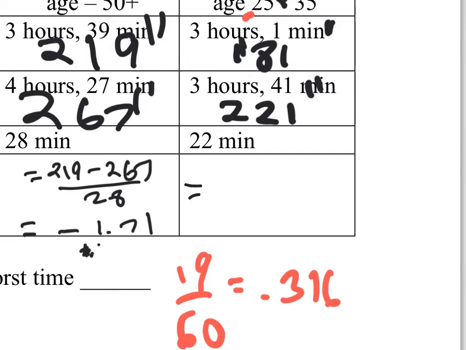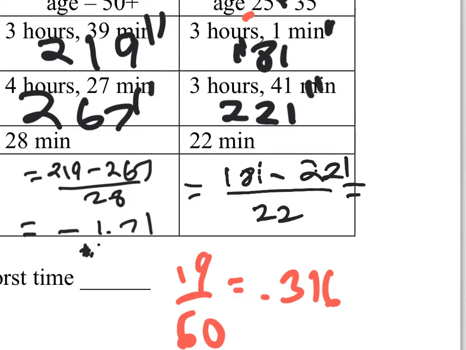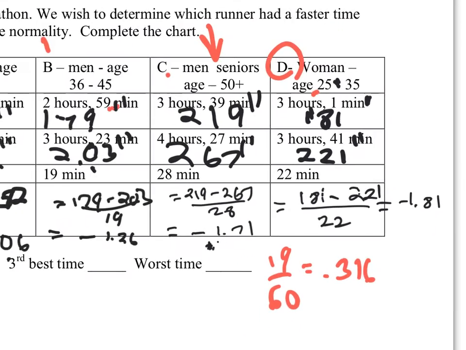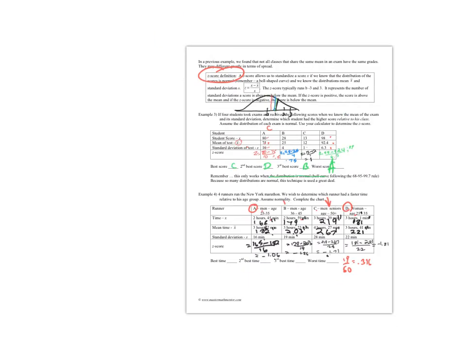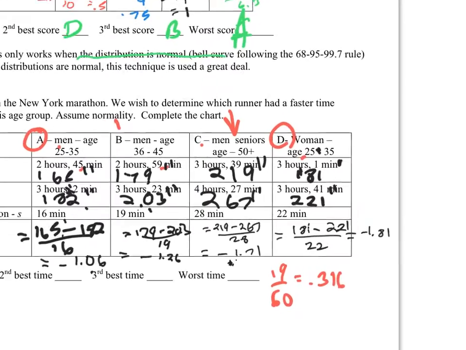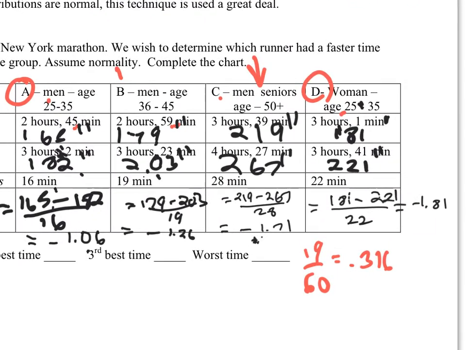Equals, next one, 181 minus 221. It's what? Which one? Oh, you already have the answer? Is how much? Oh, she did better than... Who was the better runner? Yep. Well, let's be politically correct. She's a woman, right? She's 25 to 35. Okay.